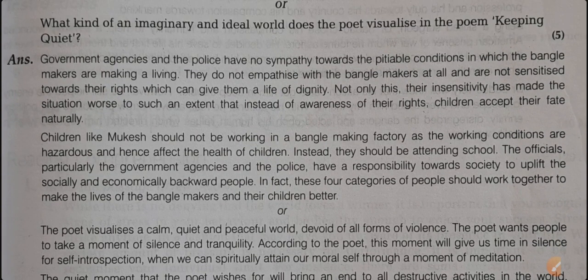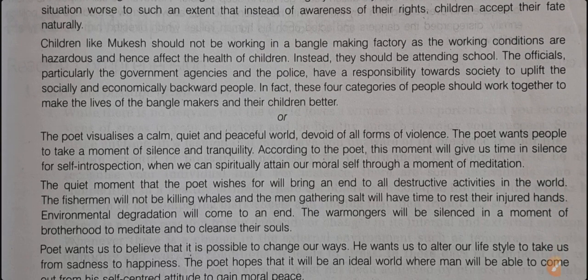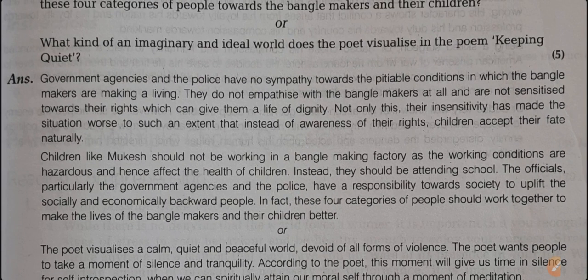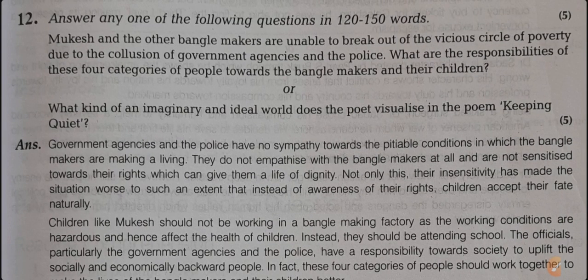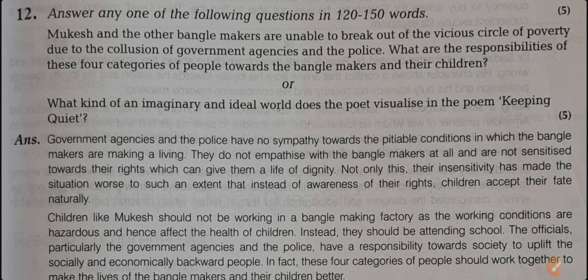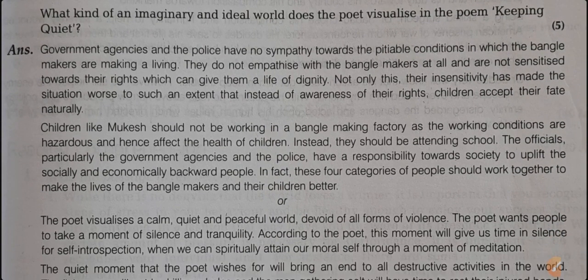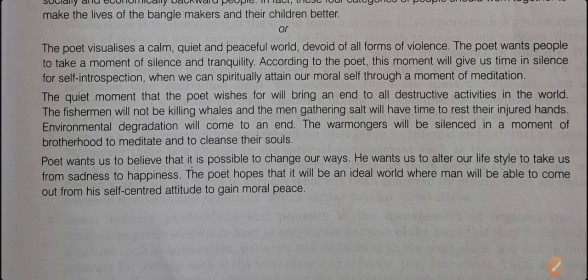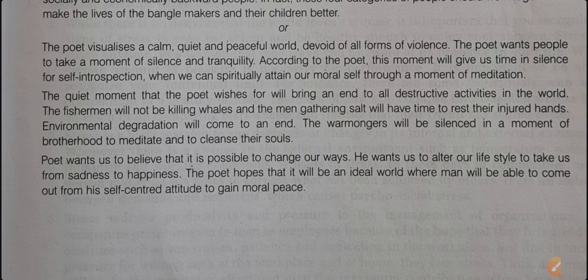So, what kind of world does the poet visualize? Right. So, children, the poet visualizes a calm, quiet, and peaceful world devoid of all forms of violence. See, in this question, nothing is given. It means everything you have to supply from your side. As in the previous question, there was a statement, then a question, so at least you had something to answer from the question itself. But in the second part, there is nothing like that. You have to answer everything from your own side. So for that, you must know the poem properly.